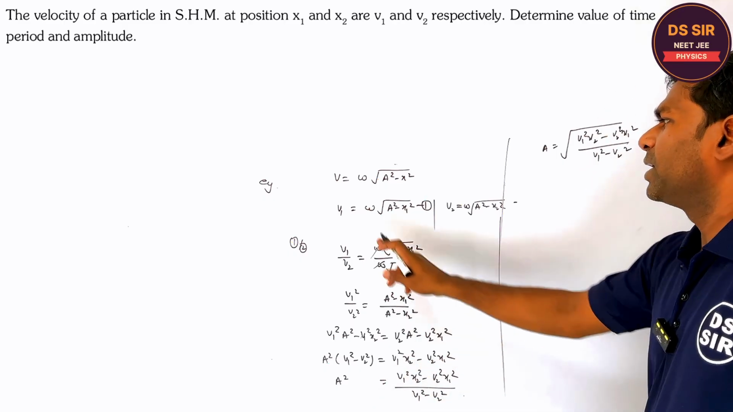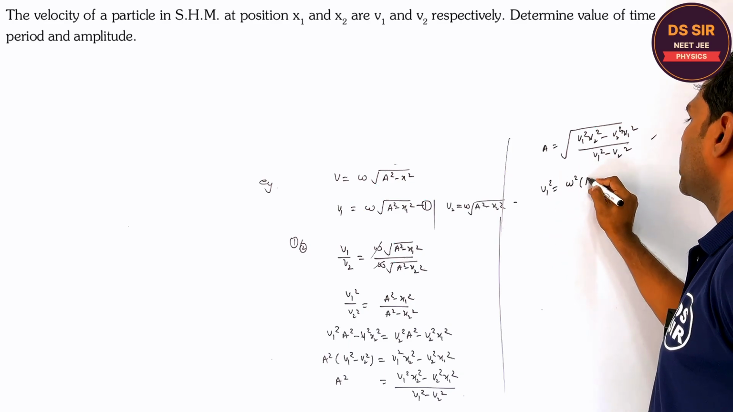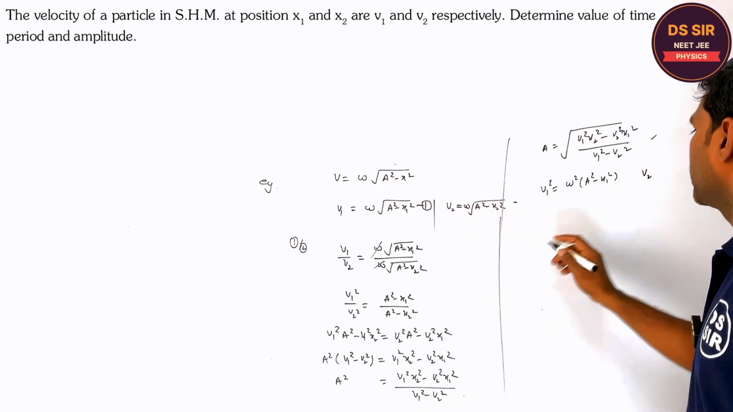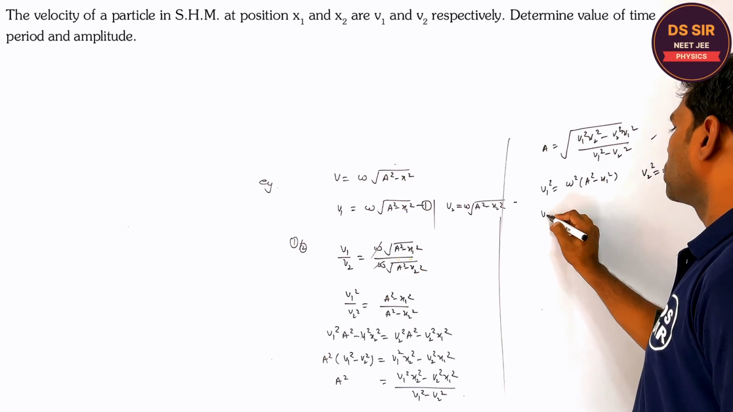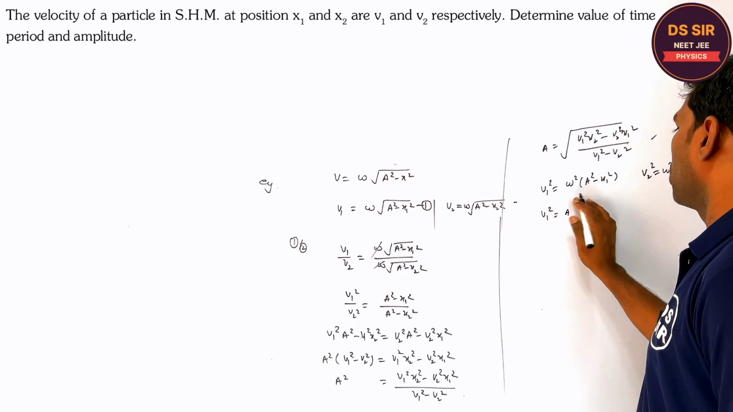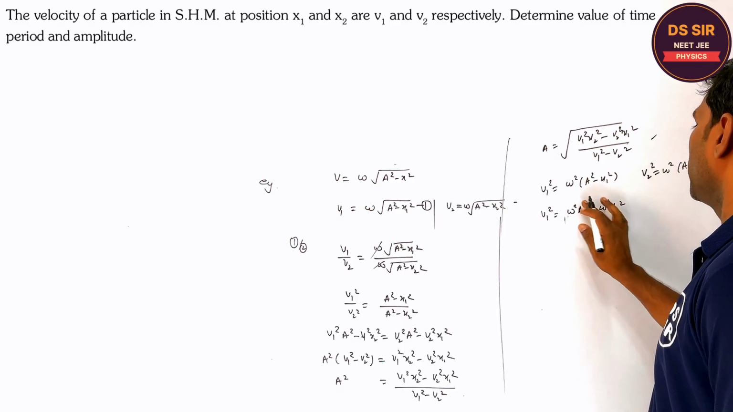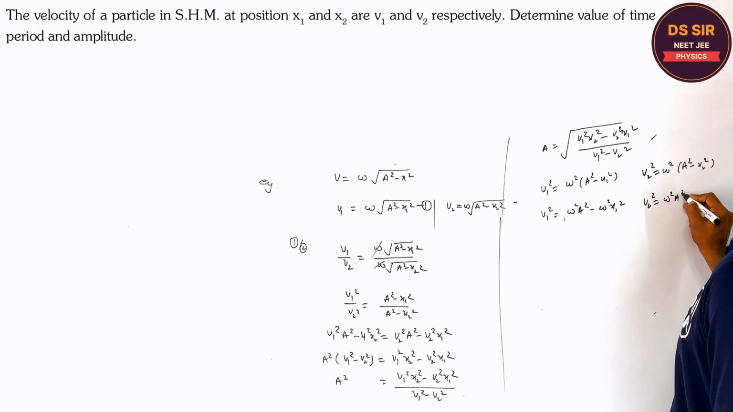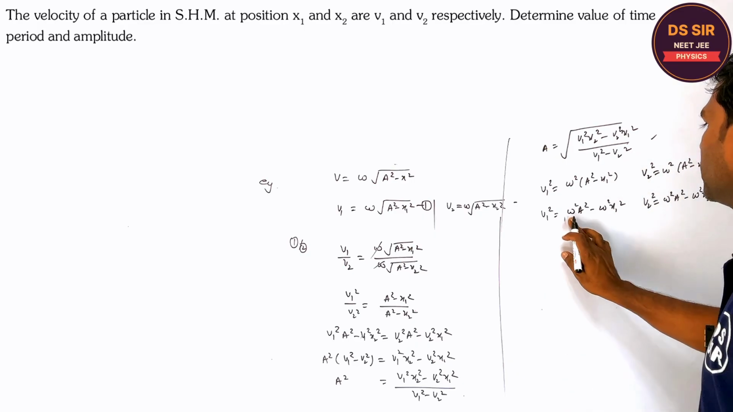How to find the omega? Listen, make it square: v1 square is omega square into a square minus x1 square. Make it square: v2 square is omega square into a square minus x2 square, right? So this is v1 square equals omega square a square minus omega square x1 square. Fine. v2 square is equal to omega square a square minus omega square x2 square. Is it clear or not?